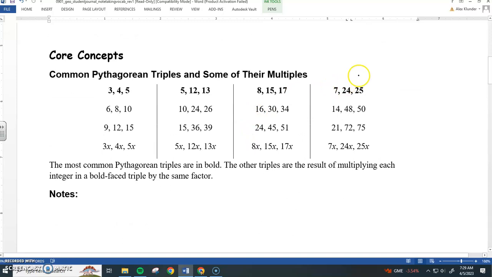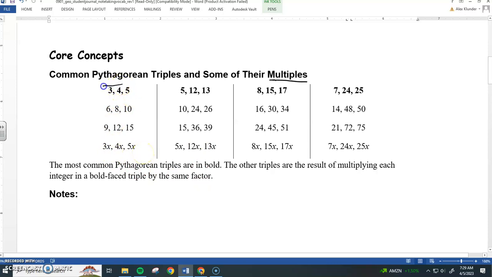We're going to go through and do just a few examples. Here are some of the common Pythag triples. What I want you to recognize is that these are multiples as well, meaning that 3, 4, 5, if you multiply it times 2, you get 6, 8, 10. If you multiply it by 3, you get 9, 12, 15. So this is just referencing you can multiply them all out.